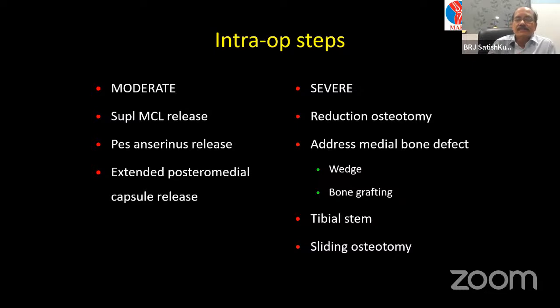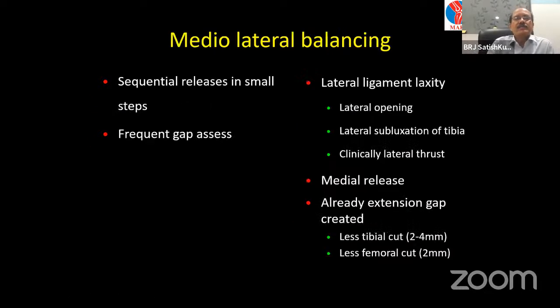After doing this regular exposure, if you think the deformity is not corrected, then you have to do the superficial medial collateral ligament release, pes anserinus release, and the posteromedial capsule release. Once you correct the deformity, after that you can do the bone cuts. And then you see the extension gap. In severe cases, we may require reduction osteotomy, and the medial bone defect needs to be addressed. Sometimes we require a sliding osteotomy. After doing this superficial medial release, you can go for the bone cuts.